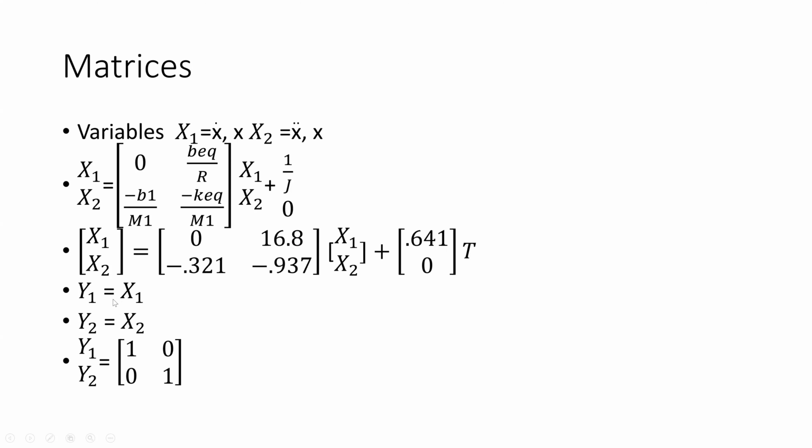Next we have our output variables, y1 equals x1, y2 equals x2, and we can finally get to our final matrices of 1, 0, 0, 1.